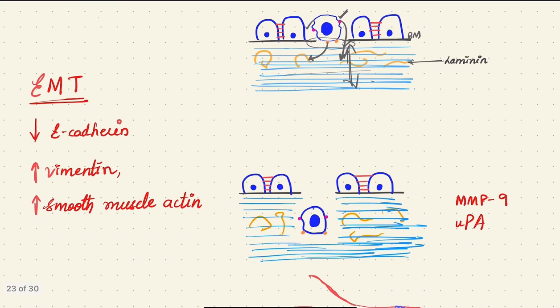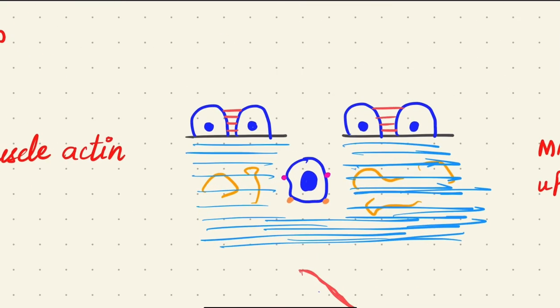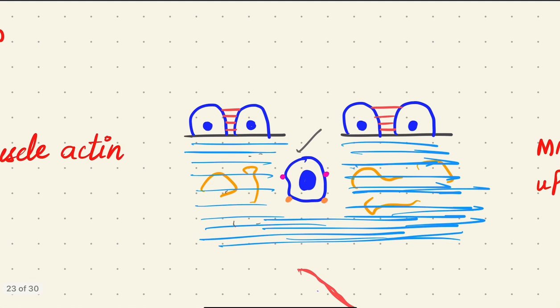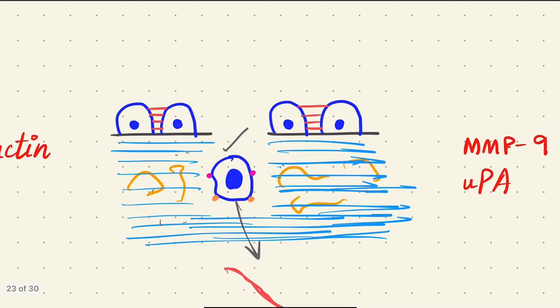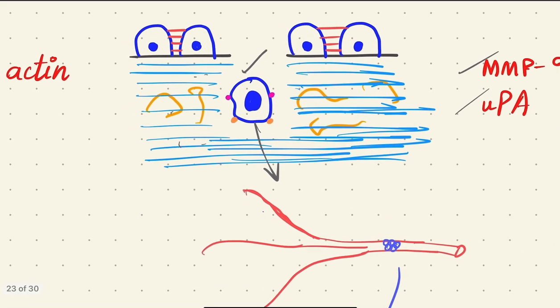It now breaks down the ECM by releasing what? The cancer cells or the surrounding stromal cells themselves release certain proteolytic enzymes so that this ECM is broken down. This ECM has to be broken down. So it is again set free to travel somewhere else, and a few of these enzymes are MMP9 and uPA, which we'll discuss in detail in a few minutes.